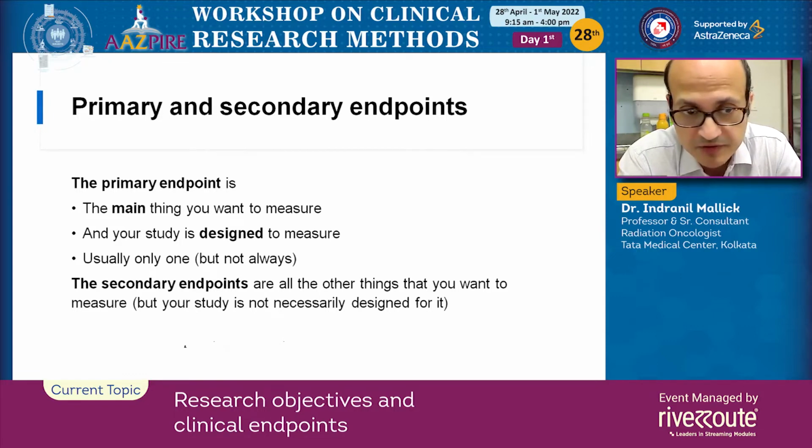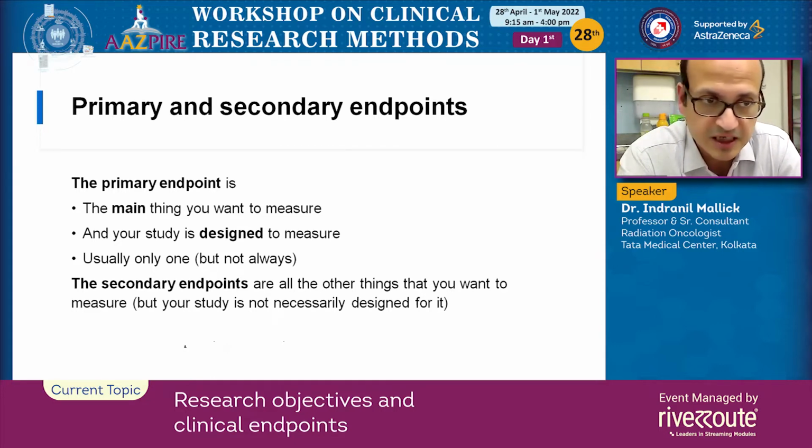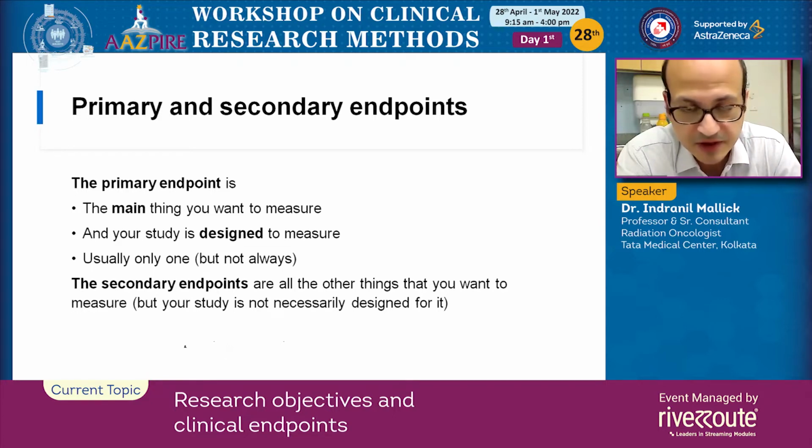Although this is not universally true, there are some complex study designs or some study designs which have co-primary endpoints, so maybe two endpoints which the investigators can consider to be equally important. But usually there is only a single primary endpoint. All other endpoints are secondary endpoints. They are things you want to measure, but your study is not necessarily designed for it.